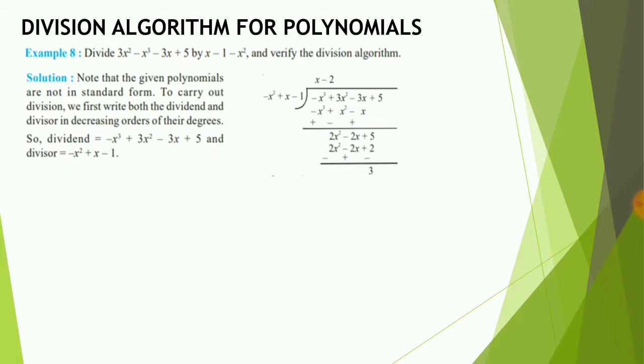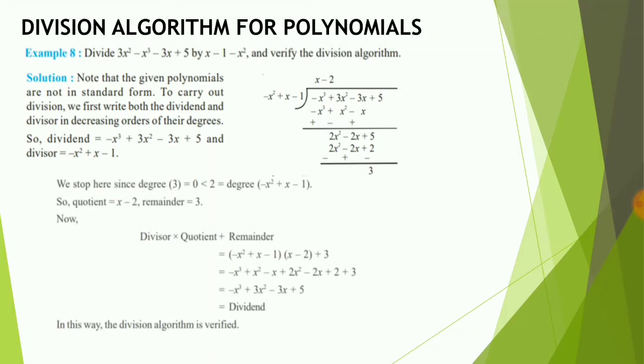On dividing, we get the quotient as x minus 2 and the remainder as 3. So now if you see the remainder, its degree is less than the degree of the divisor. Degree of the divisor was 2. Degree of the remainder here is 0. So we can stop the division here.